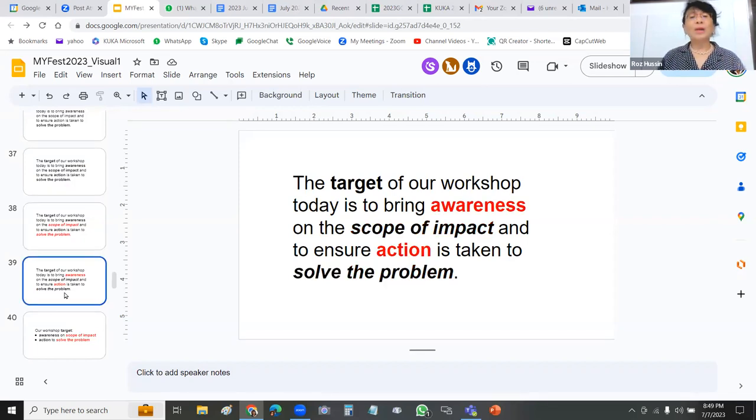But what happens if I choose a different set of words? Now, slide 39, I didn't highlight scope of impact in red. Instead, I used a single word. Scope of impact is three words. I left that as black in the background, but then I made awareness and action red. So it becomes much faster and easier to see because it's only a single word, awareness, and a single word, action, instead of a phrase, scope of impact, and solve the problem. So that's a different way of focusing it.